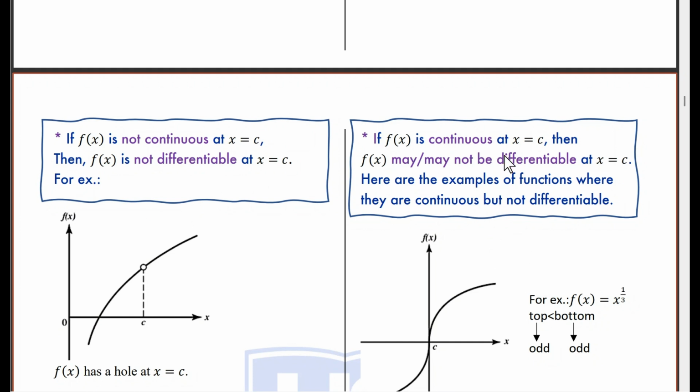The function may be continuous at a point, but it may or may not be differentiable at the same point. So just because it's continuous doesn't mean that it's differentiable. We have three kinds of situations where a function is not differentiable even though it's continuous. So let's take a look at these situations.